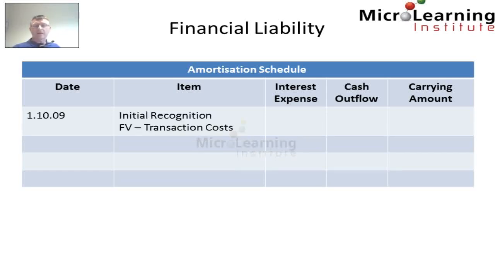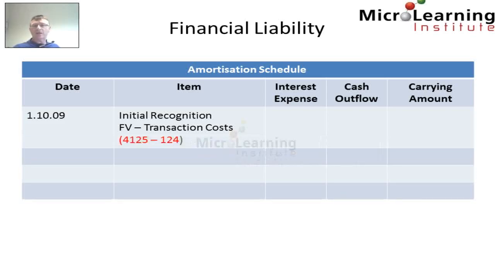So firstly, the transaction was instigated on the 1st of October 2009. So initial recognition of the financial liability is at its fair value less transaction costs. Now the fair value of the debt component we've just calculated at 4.125, and of course the transaction costs that are allocated to this debt component are $124,000. So this gives us on the 1st of October 2009 an initial carrying amount of $4.001 million for the financial liability.